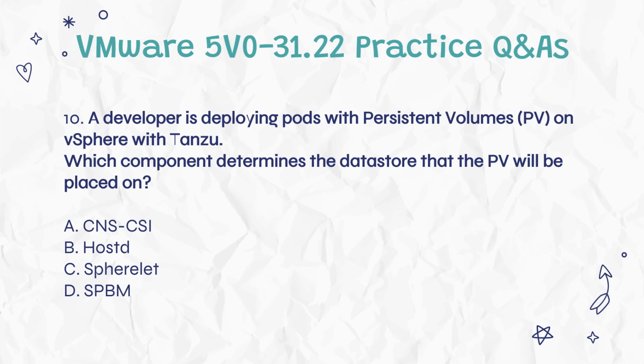10. A developer is deploying pods with persistent volumes (PV) on vSphere with Tanzu. Which component determines the datastore that the PV will be placed on? A. CNS-CSI. B. Hosted. C. Spherelet. D. SPBM.